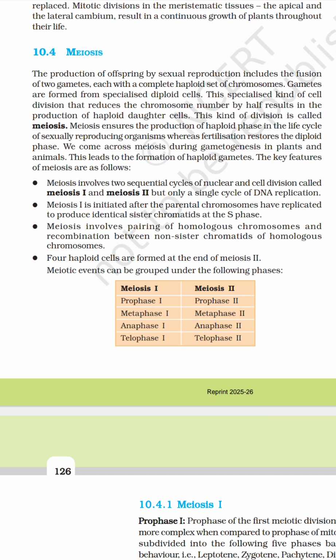The production of offspring by sexual reproduction includes male and female gametes, with a complete set of haploid chromosomes. Gametes are formed from specialized diploid cells. This specialized kind of cell division undergoes reduction. Suppose it is 2n, it is reduced to n, the production of haploid daughter cells, and this kind of division is known as meiosis.